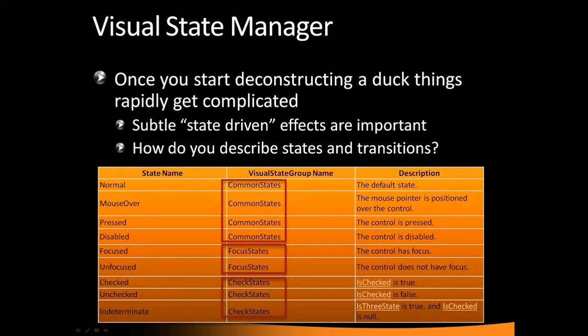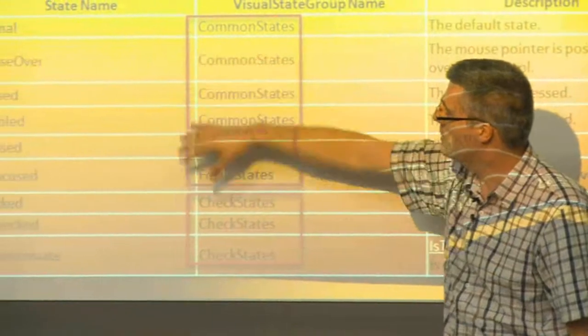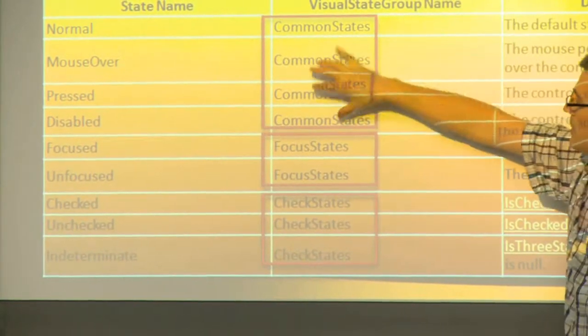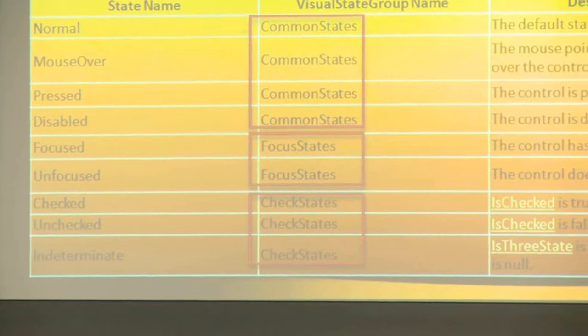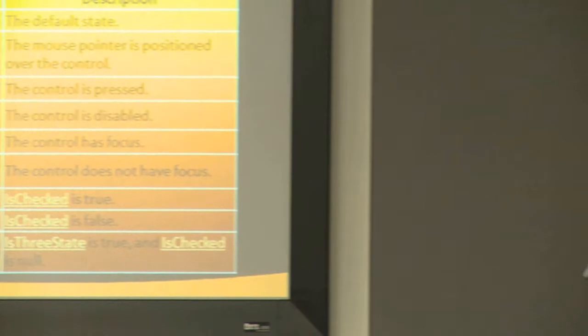Now the interesting thing about these states is some of them are mutually exclusive and some of them aren't. So I cannot be in normal state and mouse over state or press state at the same time. Those things are mutually exclusive, but I could have the focus and be in normal state, or I could be unfocused and be in normal state.